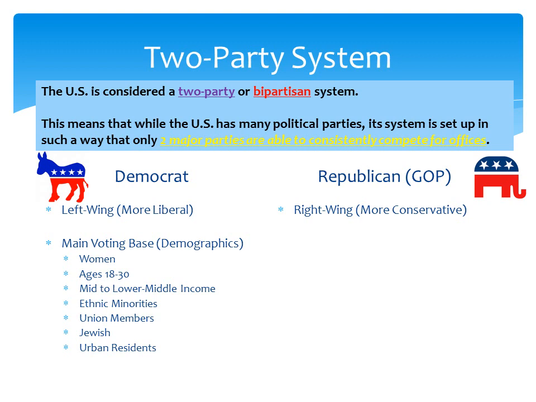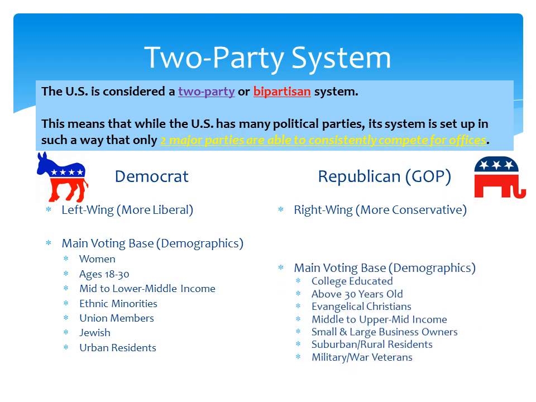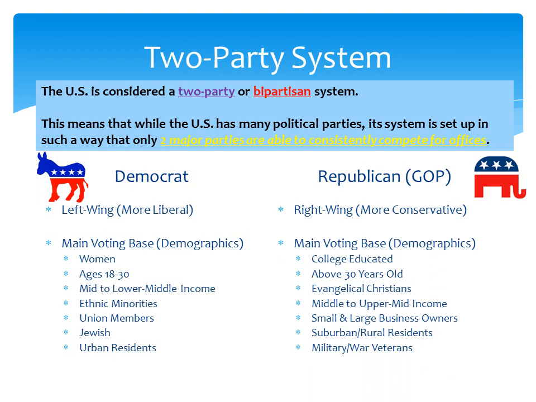They include women, younger voters, ethnic minorities, Jewish voters, and urban residents. The Republican Party tends to rely on the following voters as part of their demographic: more college-educated, older voters, those who are more devout evangelical Christians, small and large business owners, and military or war veterans.